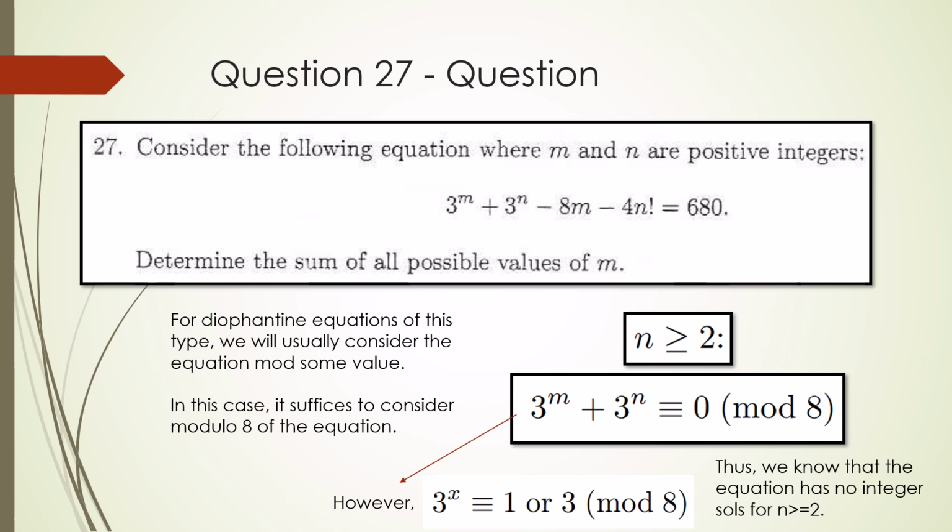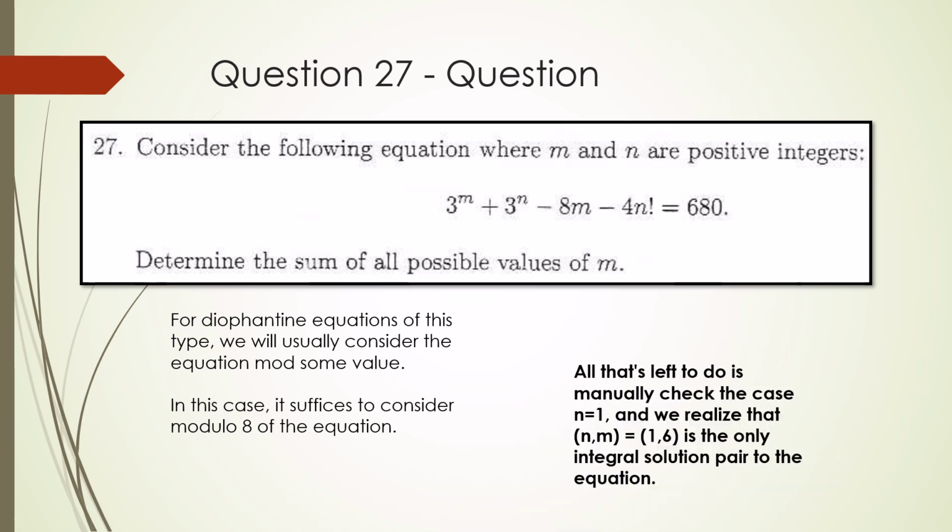But you realize that 3 to the power of x, you just consider some values. 3 to the power of 1 is 3. 3 to the power of 2 is 9, which is 1 mod 8. And so the pattern repeats. And 3 to the power of x is either 1 or 3 mod 8. And you realize that no combination of 1 and 3 gives you 0 mod 8. 1 plus 1 is 2 mod 8, 1 plus 3 is 4 mod 8, 3 plus 3 is 6 mod 8, but none of it gives you 0. So you realize that for n greater than or equal to 2, there are no integer solutions. So that's the beauty of using modular arithmetic. You can vastly narrow down your solution set.